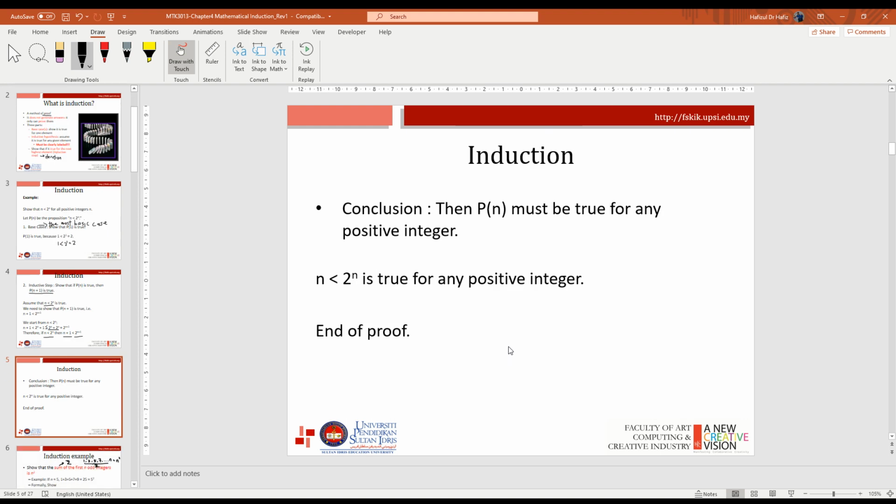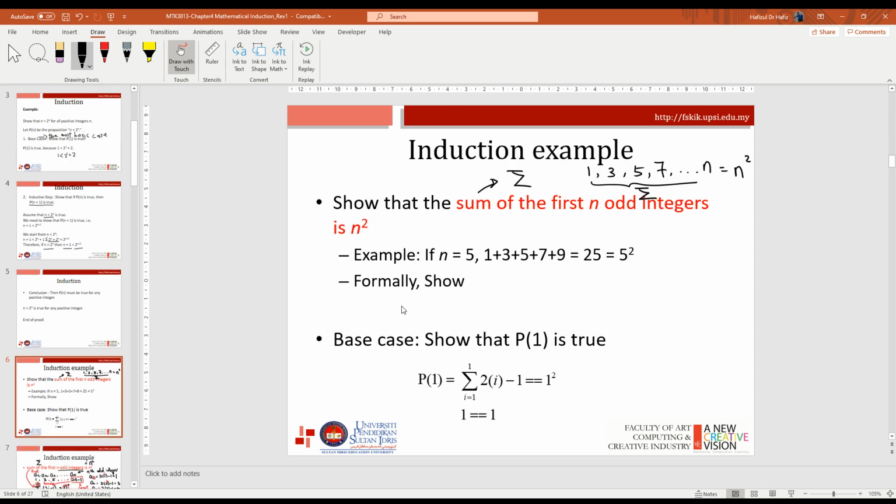And then the conclusion: P(n) must be true for any positive integer. n less than 2^n is true for any positive integer. Okay, this one is an induction example.